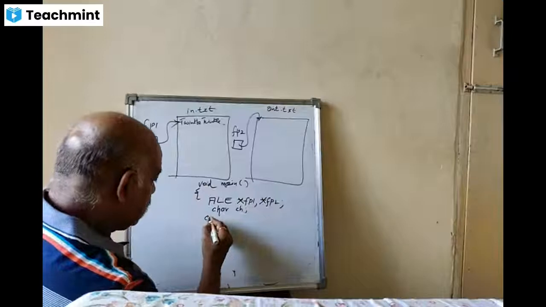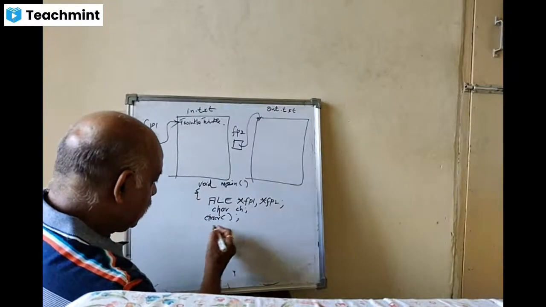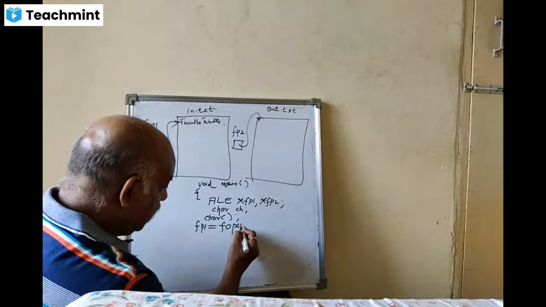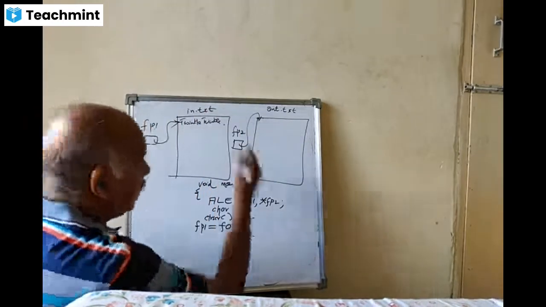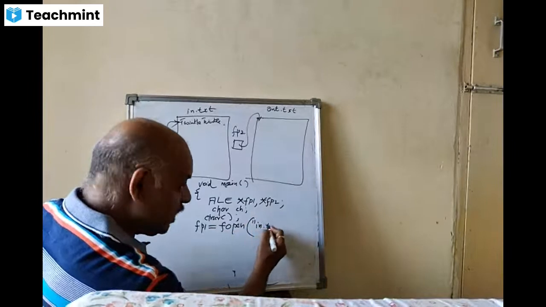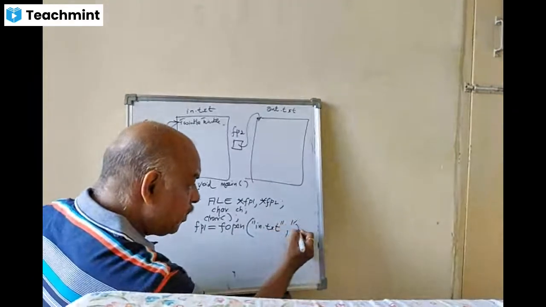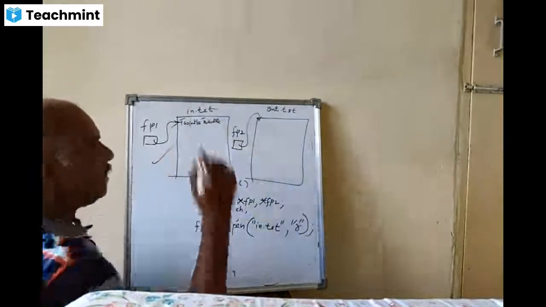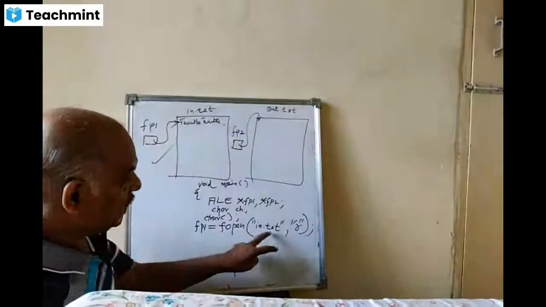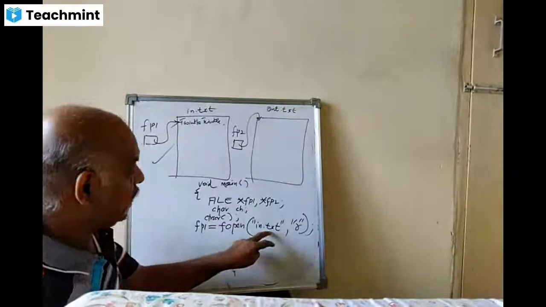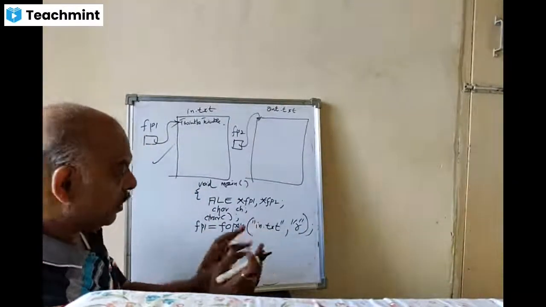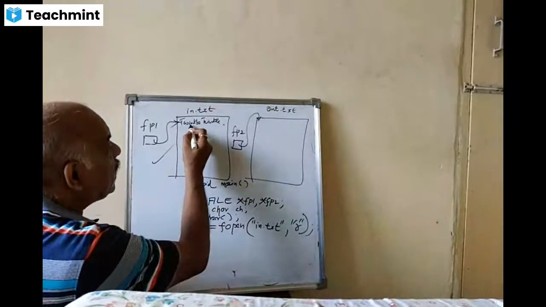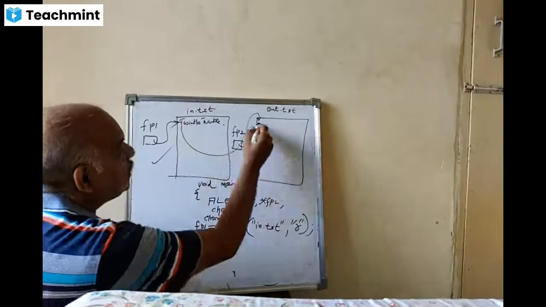Okay, for that, clear screen. FP1 is equal to fopen, the file should be opened. Which one? in.txt. You can open any file in read mode. Okay, so this is over. Execution happens. So in.txt is located in the hard disk, transferred to the RAM, and it is opened in read mode, and the file pointer is pointing to that. Then you have to read character by character, and this will be transferred here like that.